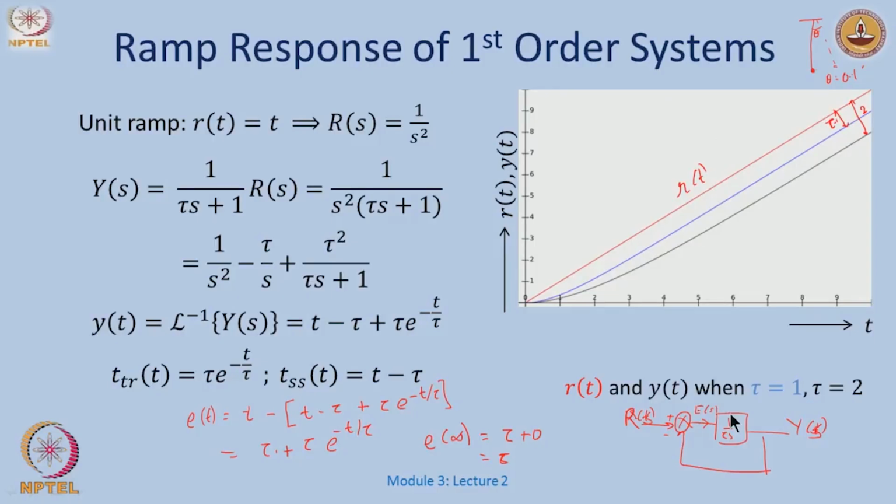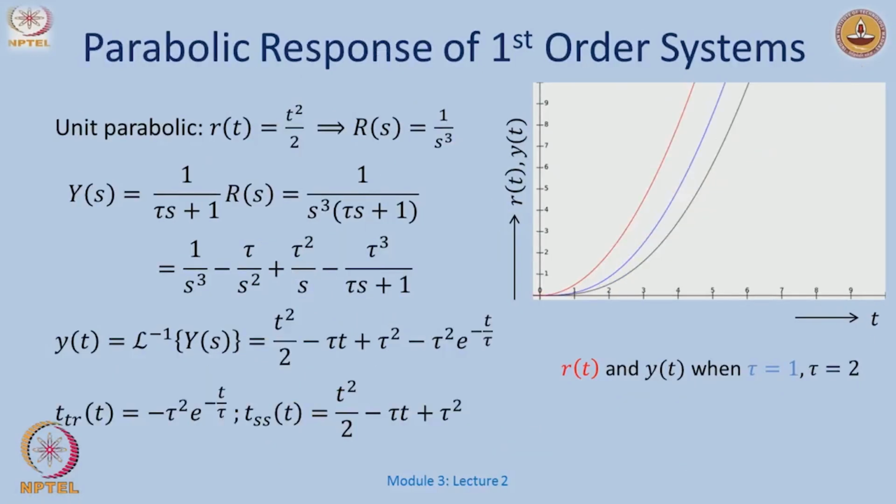Finally, we will see another test signal, the parabolic input. R of t is t square over 2, I know the Laplace transform is 1 over s cube, and I do all these things and I get a signal which is t square over 2 minus these terms plus tau square and so on. Again, this has a transient term which will die down as time goes to infinity, and a steady state term which actually looks possibly quite worse than the original one. It has a t square term now, it is no longer constant.